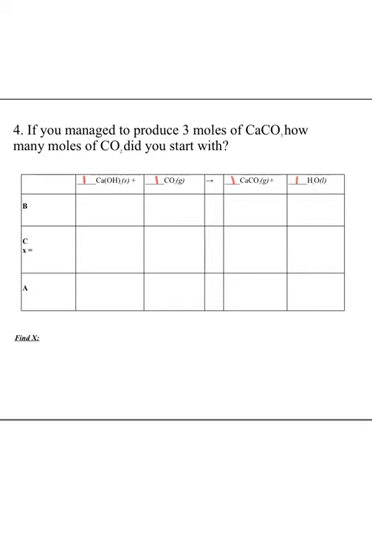If you manage to produce, so I am making 3 moles of CaCO3. Well, if we look, CaCO3 is a product. So what they're saying is I am making 3 moles of CaCO3. How many moles of CO2 did I start with? So now I want to know how much of this did I start with. Okay, so let's fill in what we know.